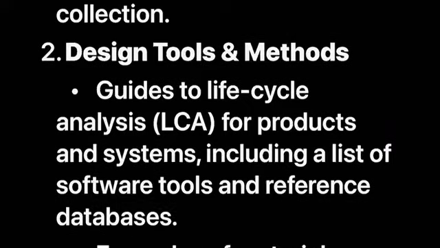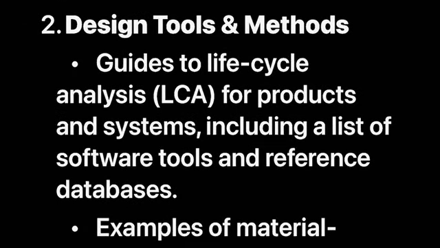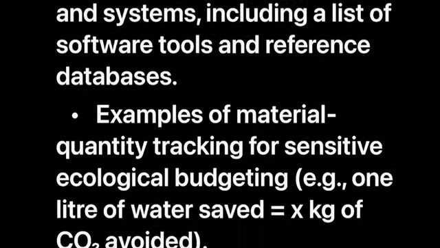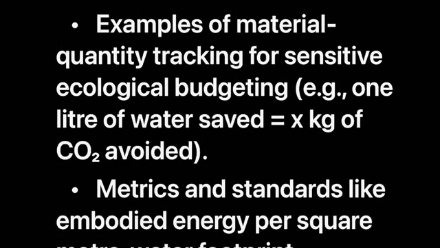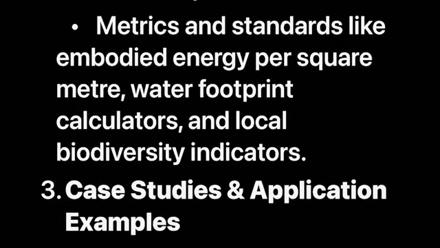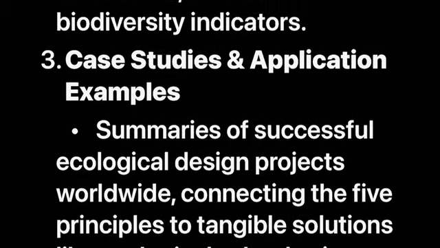2. Design tools and methods. Guides to Life Cycle Analysis, LCA, for products and systems, including a list of software tools and reference databases. Examples of material quantity tracking for sensitive ecological budgeting, e.g., 1 liter of water saved equals X kilograms of CO2 avoided. Metrics and standards like embodied energy per square meter, water footprint calculators, and local biodiversity indicators.